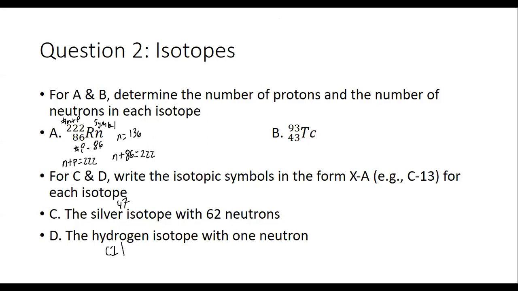Therefore, for B, protons are given as 43. Protons plus neutrons equal 93. So neutrons plus 43 equals 93. Therefore, the number of neutrons equals 50.